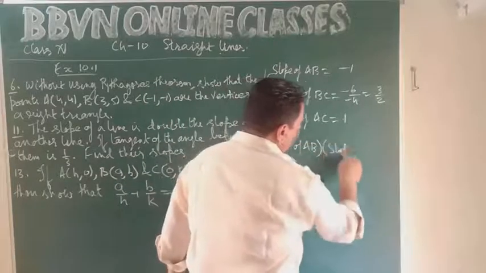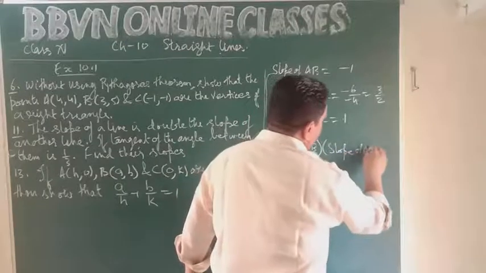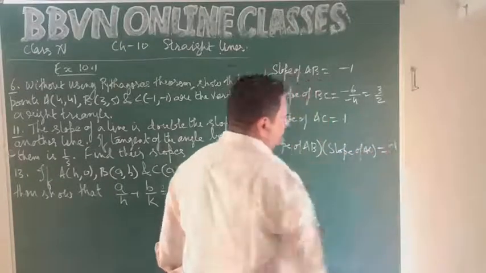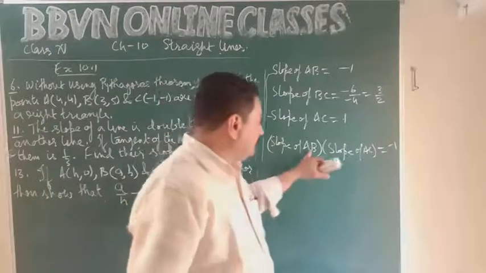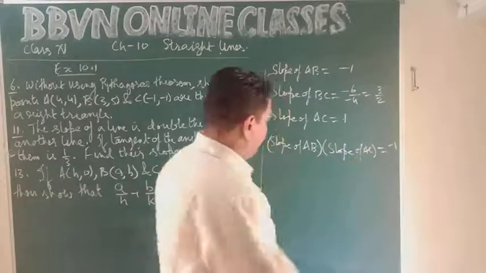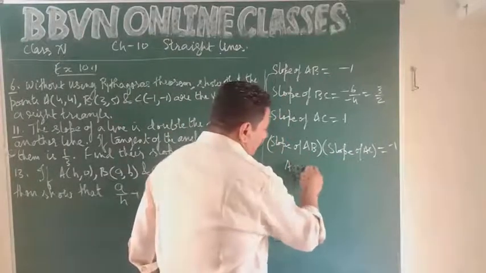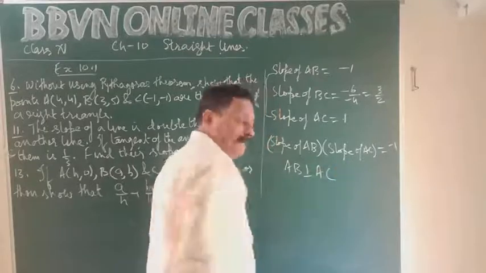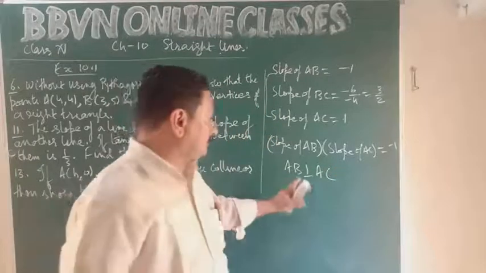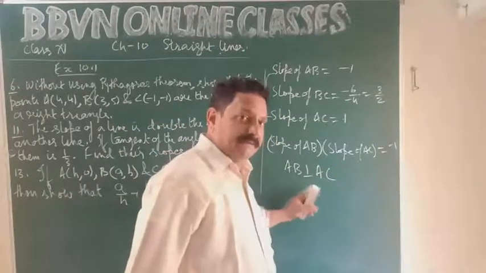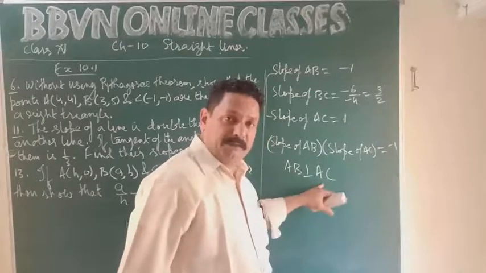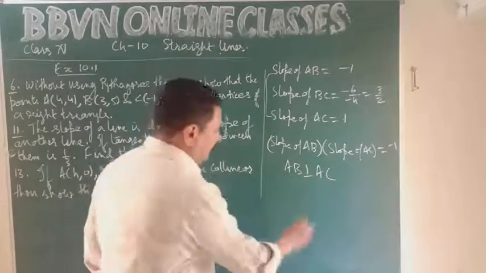multiplied by slope of AC is equal to minus 1. It means these two sides are mutually perpendicular. AB perpendicular AC. And what is the common point in both the line segments, both the sides? A. A is the common. So angle A will be the right angle.